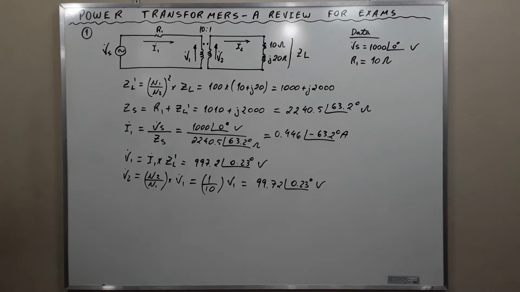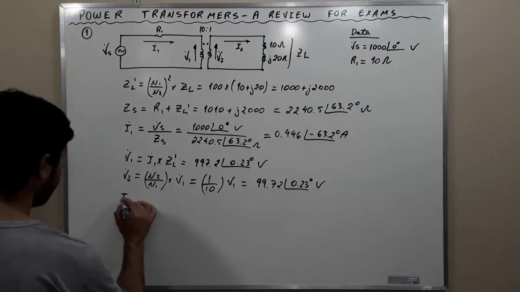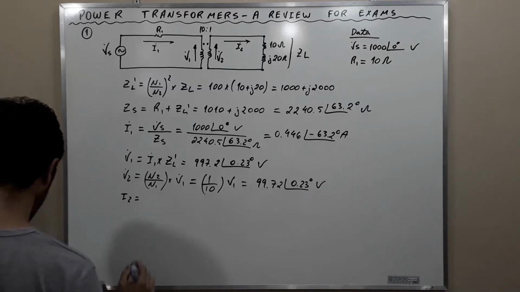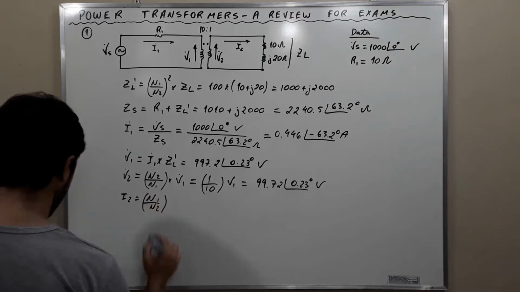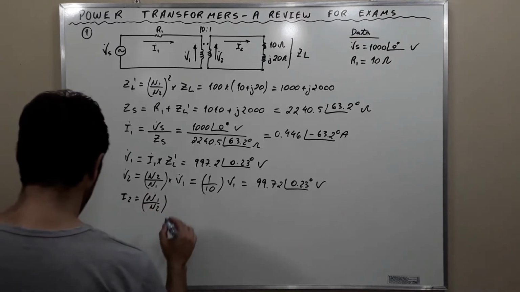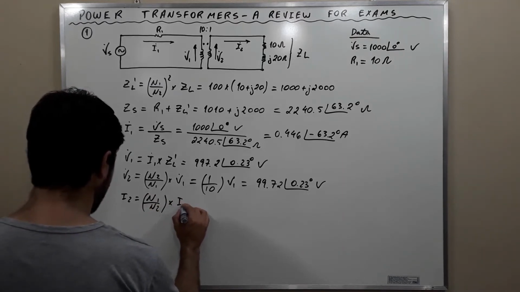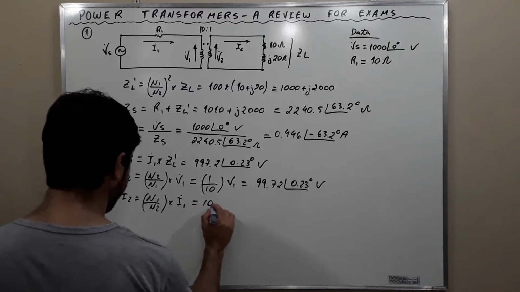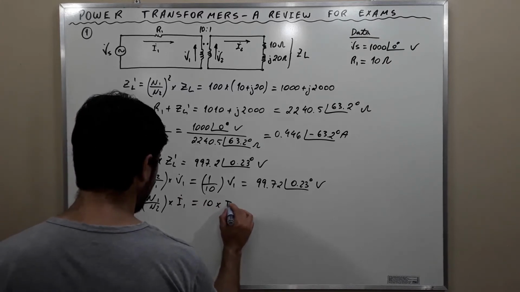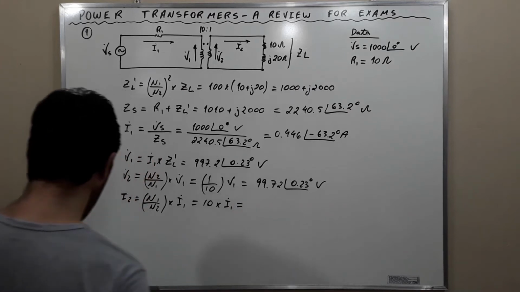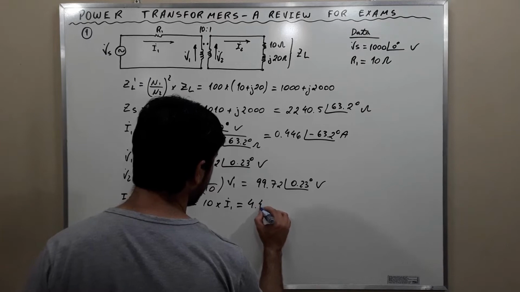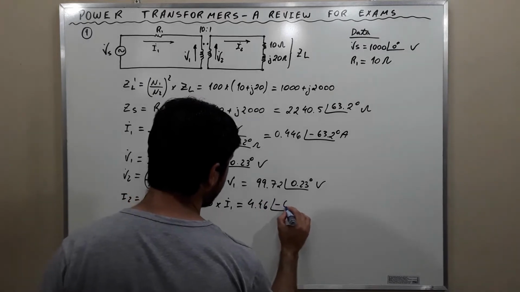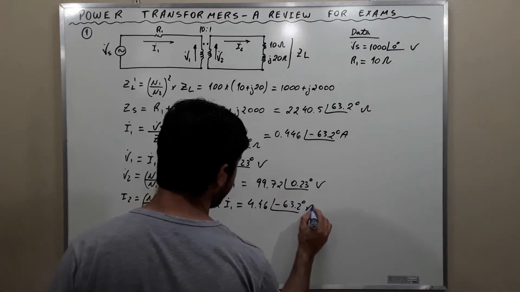Similarly, we calculate I2. I2 is going to be equal to N1 over N2 times I1, which is 10 times I1. And we find the value of 4.46 phase negative 63.2 degrees amperes.